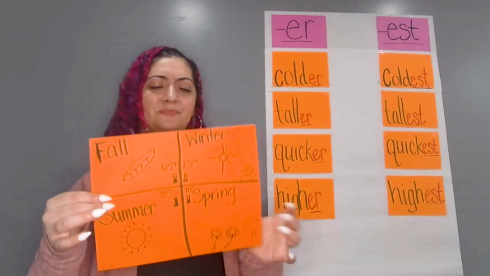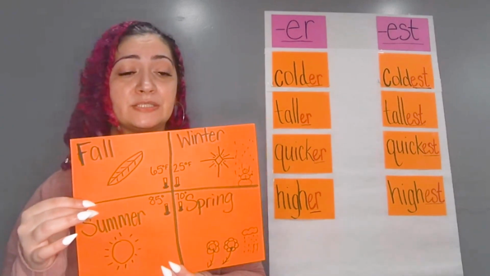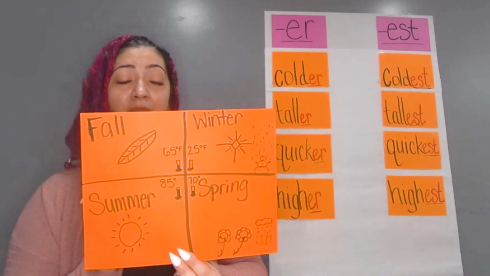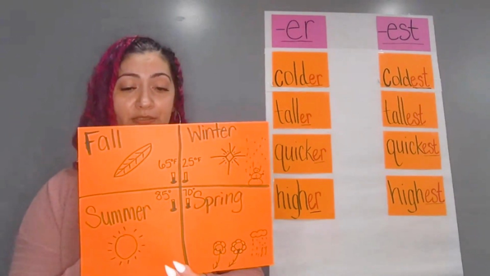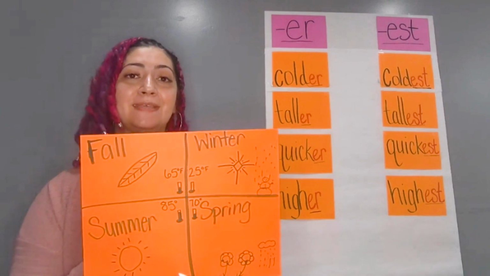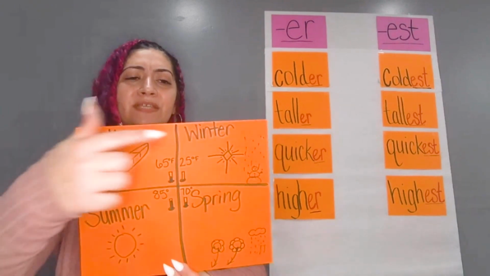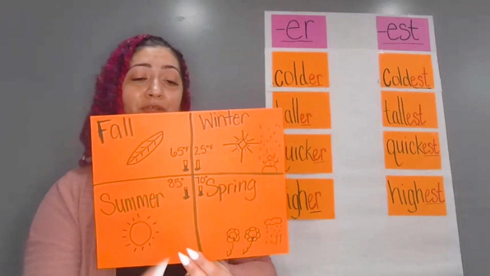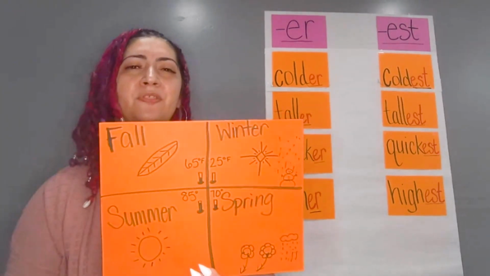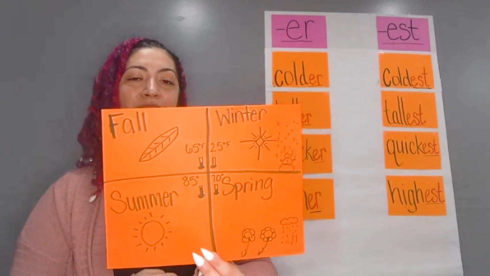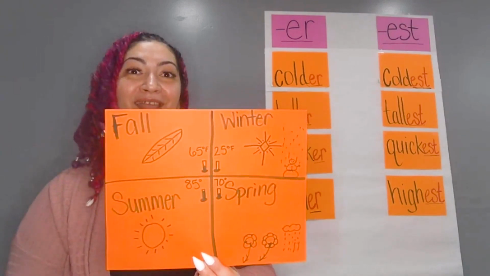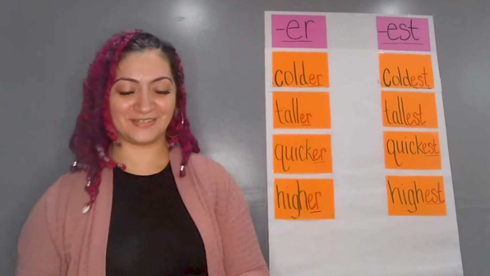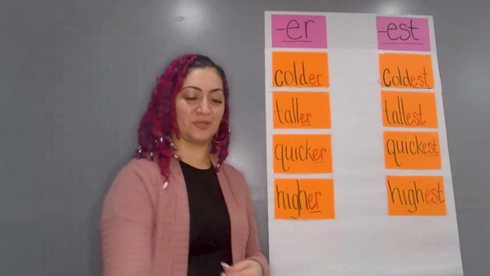But look at this. Now I have all 4 of our seasons on here. We have fall, winter, summer, spring. Now we're comparing more than 2 things. We're going to use our suffix est. Which season is the coldest of all? Remember, you can look at our thermometers again. Look for the lowest temperature. You're right. Winter is the coldest season of all. Nice work. Let's work on our next base word.